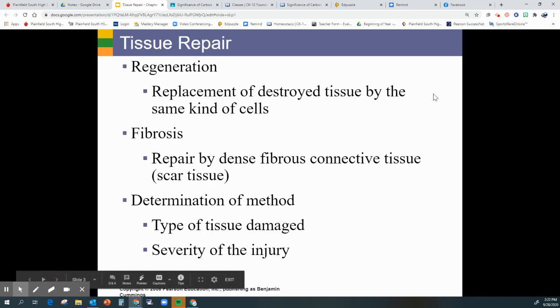All right. So tissue repair happens in a couple different steps. We get what's referred to as regeneration. So this is replacing of tissue by the same kind. Okay. We can get fibrosis. This is replacing of tissue with scar tissue. All right. Again, this is the more common type. And the determination on which method is used really happens because of two basic concepts. All right. So the first one is the type of tissue that's damaged. Is it the type of tissue that can regenerate, or is it the type of tissue that we are simply going to replace with fibrous tissue? And then the severity of the injury. So the size and the extent at which the tissue is damaged will really make a difference.